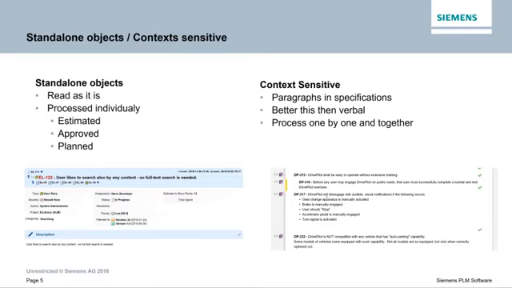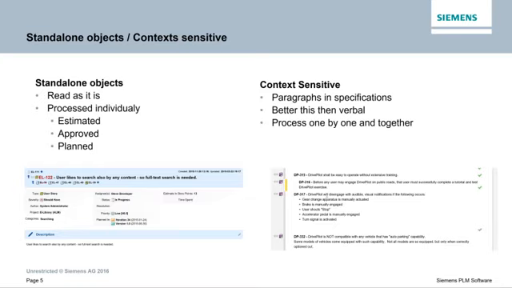So I already was referring to the term user story. The very typical example of a standalone requirement is in Agile methodology, the user story, or if you do some more formal process, it could be also the use case object.